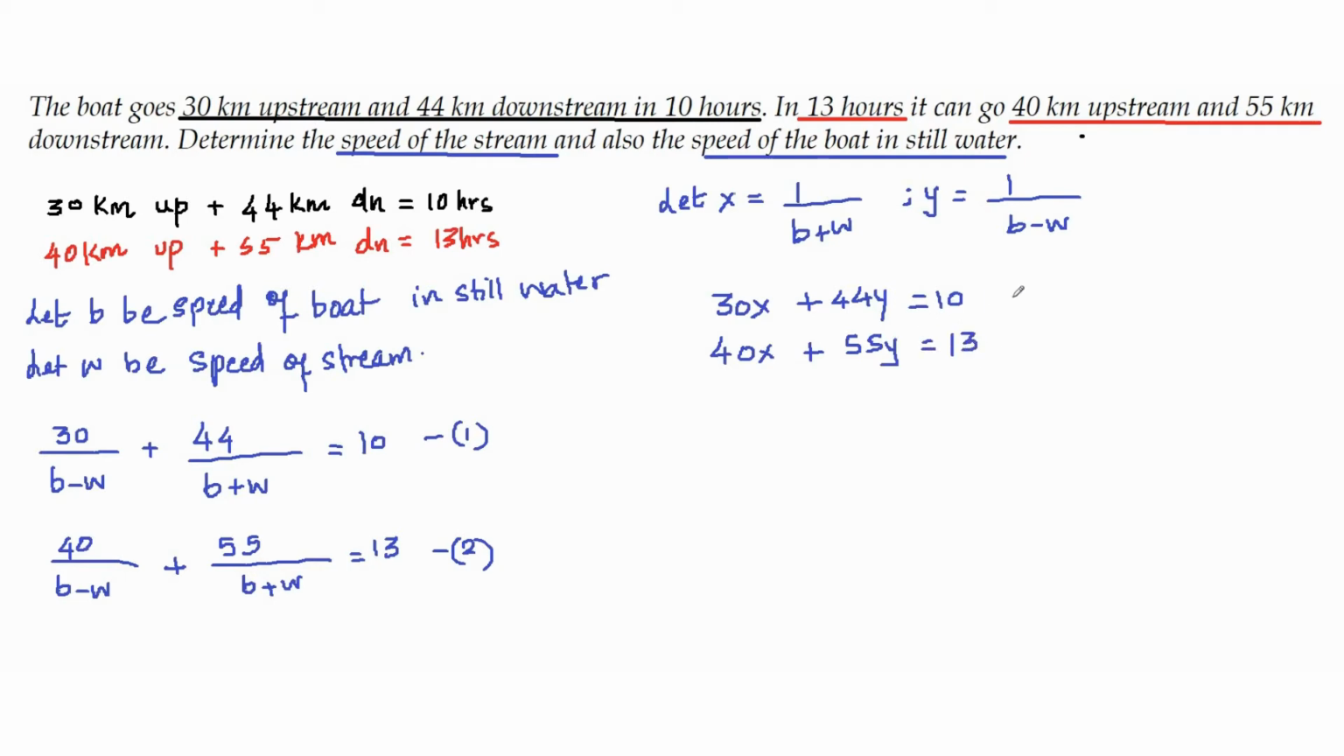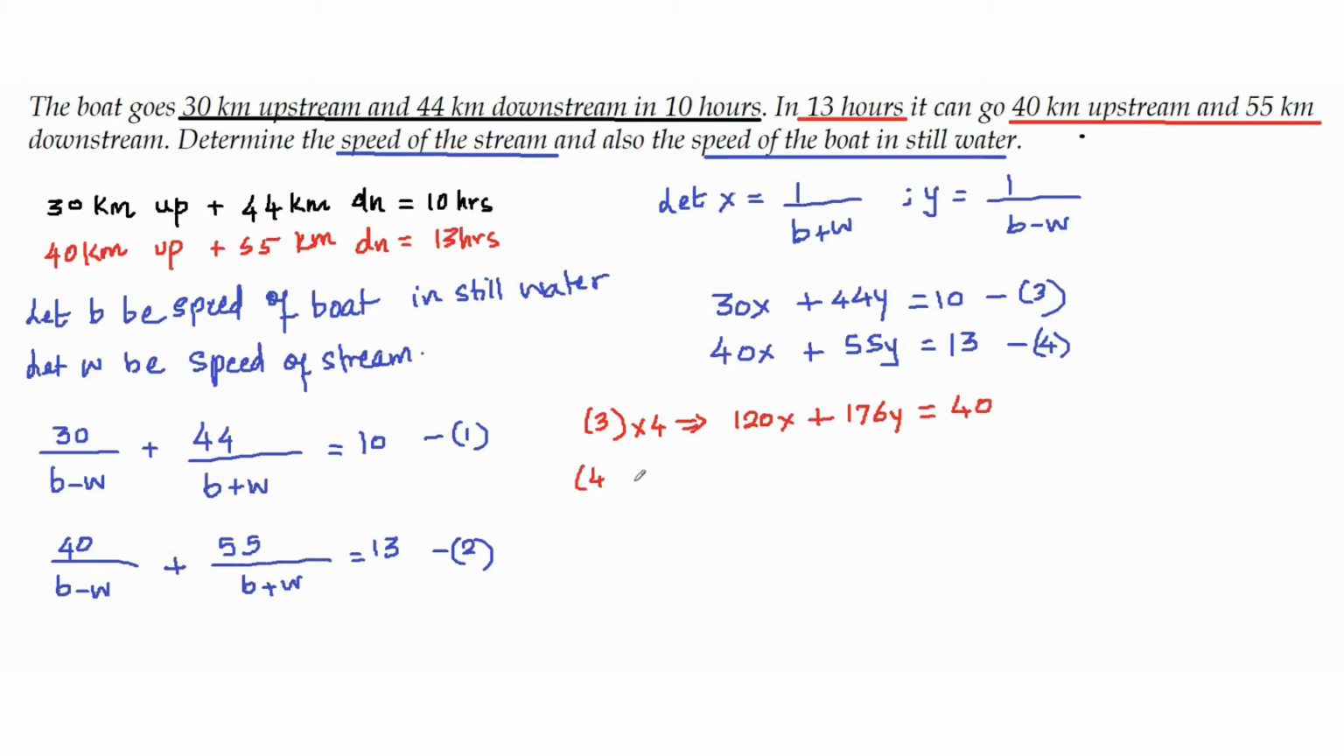So now I will solve equations 3 and 4. I will solve for X and Y basically. And after I get X and Y, I will substitute these back and then find the values of V and W. So now let me decide which variable to eliminate. I have decided to eliminate X. So to eliminate X, I will multiply the third equation by 4. That gives me 120X plus 176Y is equal to 40.